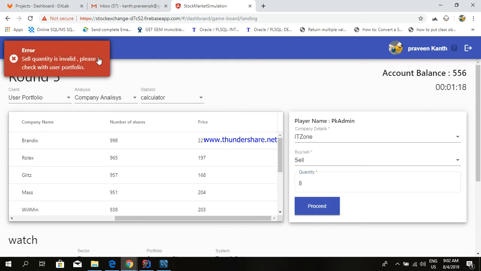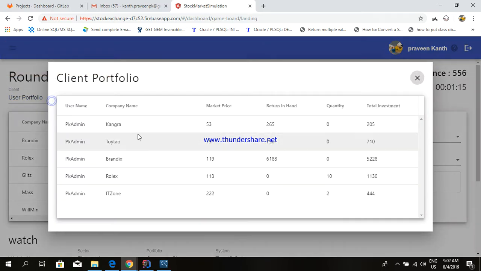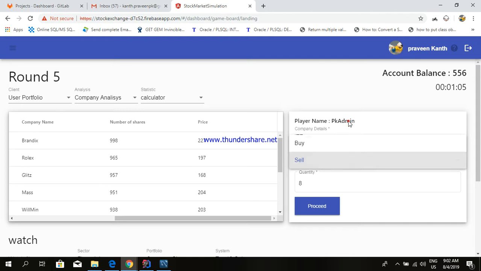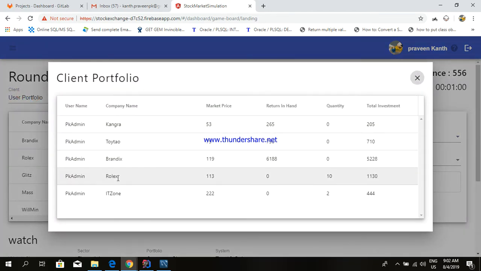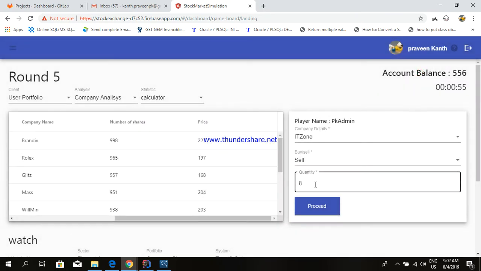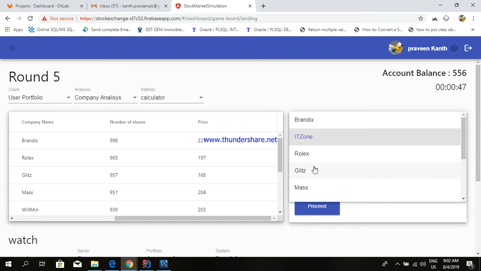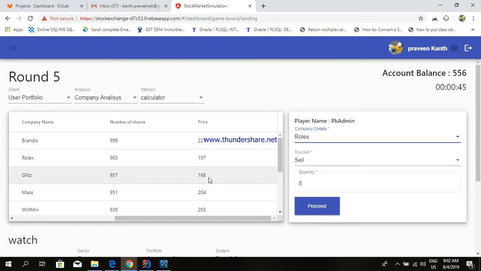Once I sell the quantity, please check your portfolio. This error comes because, when it comes to the in-hand quantity of 10, it shows the error. We have IT Zone in my portfolio with a quantity of 2, but I am trying to sell a quantity of 8. So this validation message shows for the user. Please go back and see the user portfolio. Once I click Rolex, you can see I have a quantity of 10. So I will proceed.